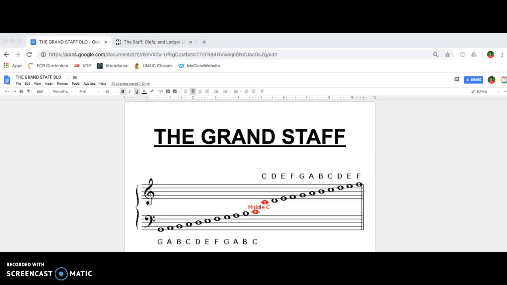Greetings. Today we are going to be talking about the grand staff. This is the grand staff. We are going to talk about each and every component and piece of the grand staff.